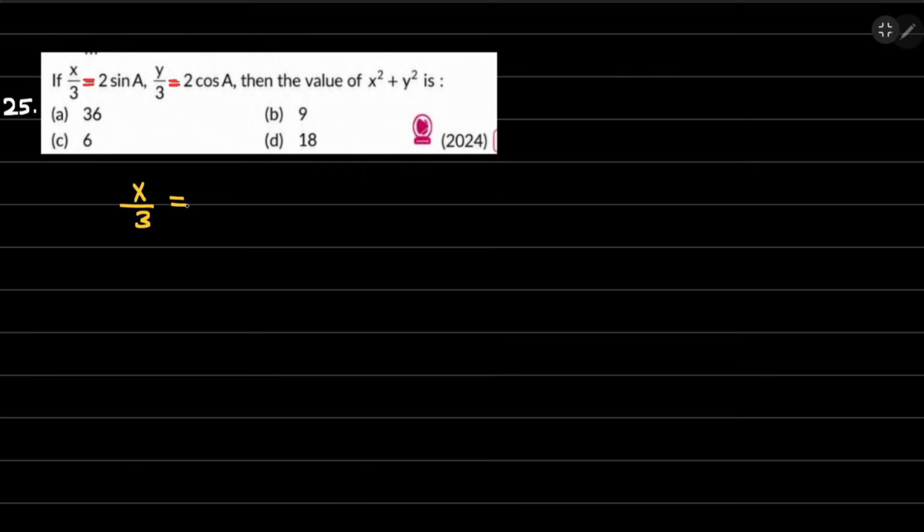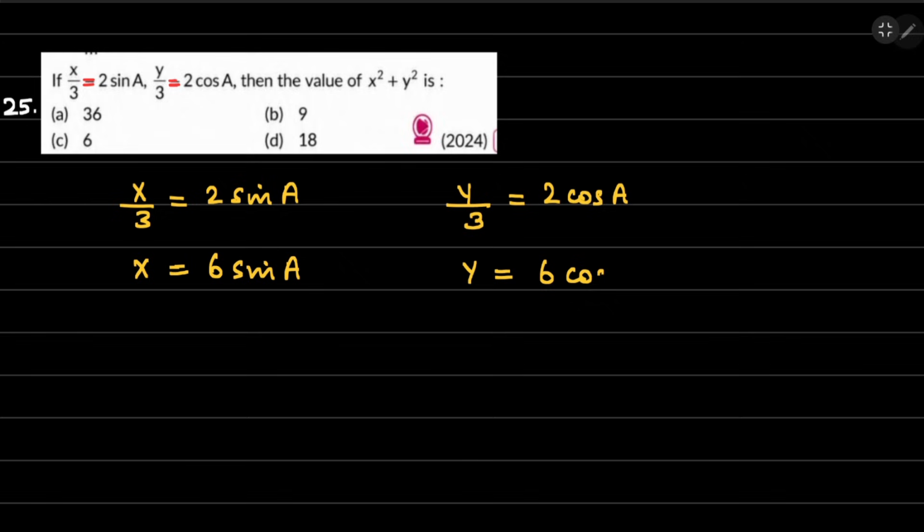So, x by 3 is equal to 2 sine A. Cross multiply, what is x? X is equal to 3 2s are 6 sine A. Similarly, y by 3 is equal to 2 cos A. So, when you cross multiply, what is y equal to? 6 cos A. Correct? Let's find out what is x square plus y square.